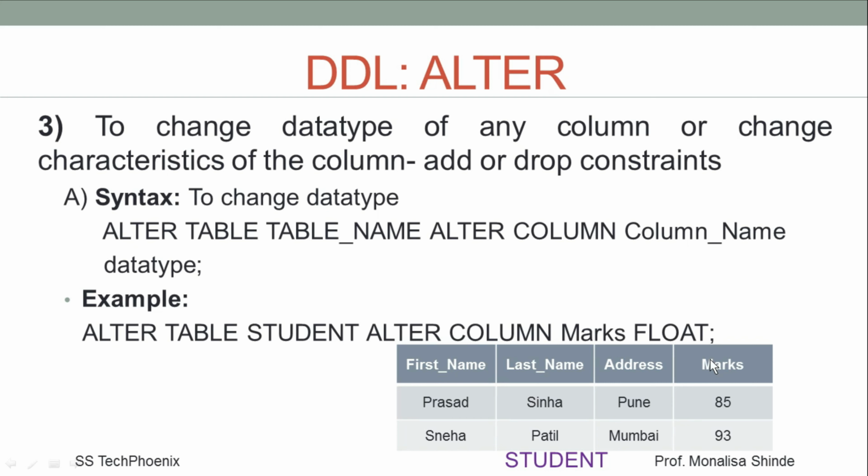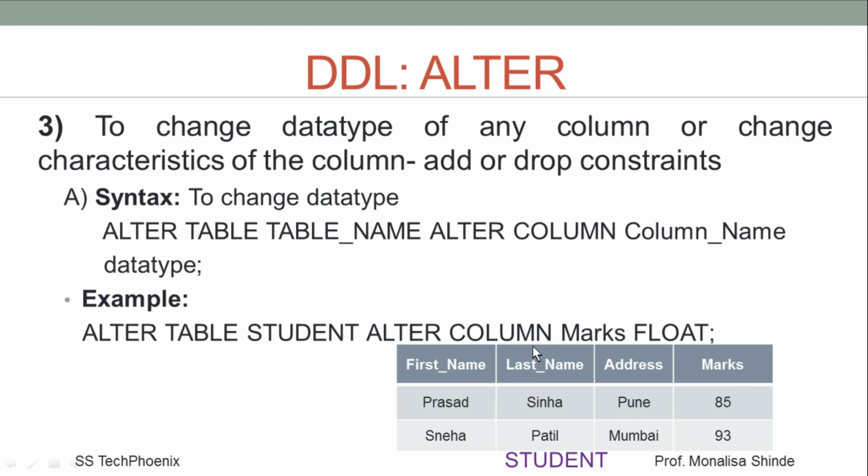Now maybe here the marks column is of integer data type. That's why there are some integer numbers. Now I want to change this column to the float data type. Then how can we write this? Alter table student. Now student is the table name, that's why student. Alter column marks. Now marks is the column name where I want to change the data type, and float. This is the new data type which I want to give, so float we have to specify.